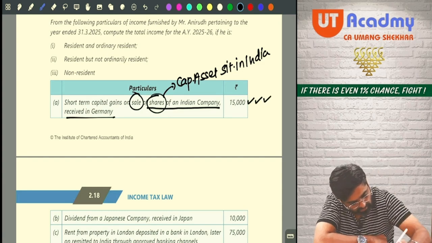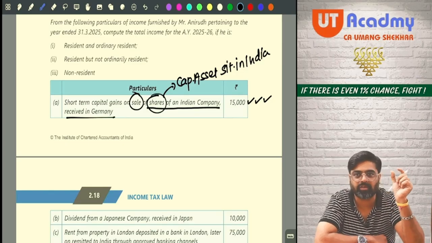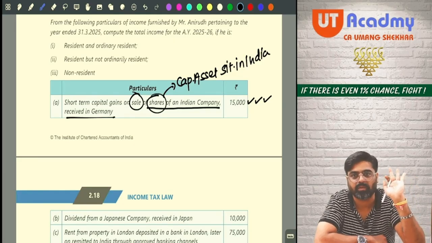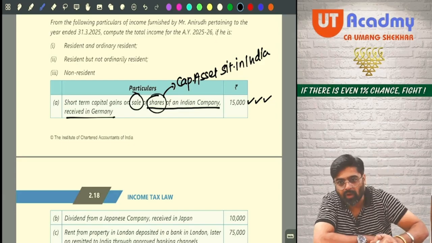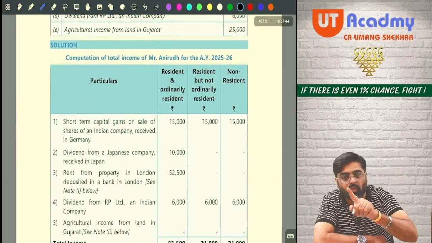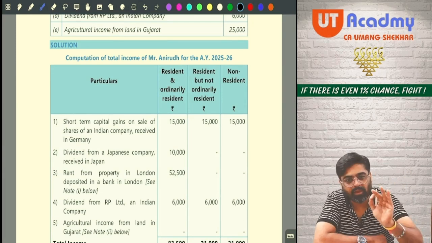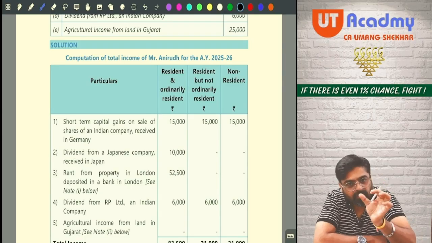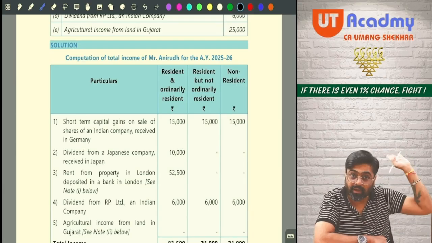So what you will do? Tick, tick, tick. So if his status is ROR, then 15,000 is taxable. If his status is RNOR, then also 15,000 taxable. And if his status is NR, then also 15,000 taxable. Can you see the solution below this? Check in that solution. 15, 15, 15. Written like that or not? Now wait. In your solution, why have you taxed 15, 15 for all of them? Can you just give a small explanation besides this, so you will not have to write down long notes and all.